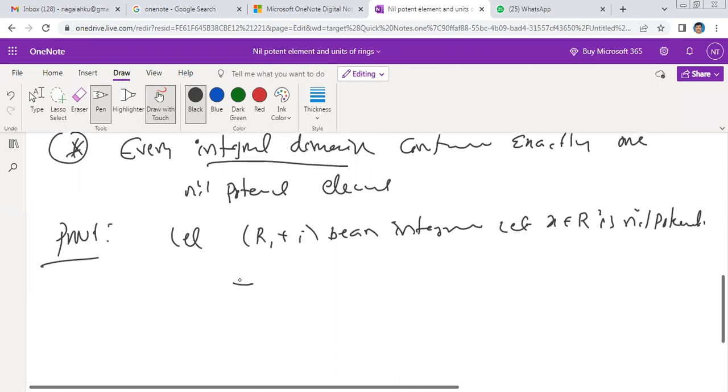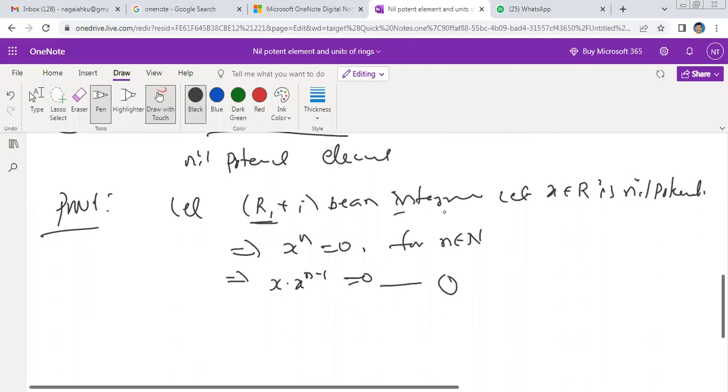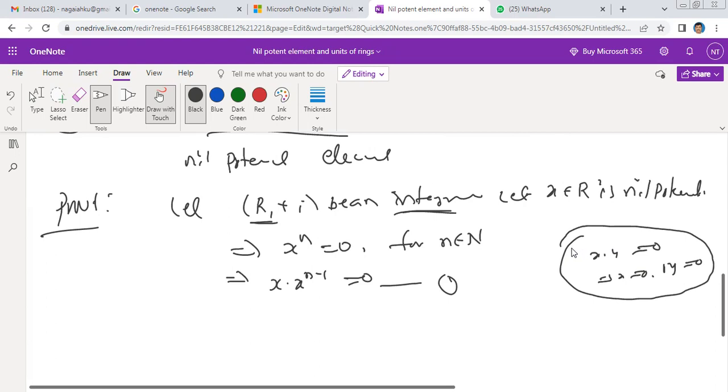Whenever x is a nilpotent element, then by definition, x to the power of n is equal to 0 for some n belongs to natural numbers. X power n is equal to 0 means I can write x power 1 into x power n minus 1 is equal to 0. This is my first equation. Actually my ring is an integral domain. By definition of integral domain, x into y is equal to 0 means either x is equal to 0 or y is equal to 0, because it does not contain zero divisors. This is the definition of integral domain.